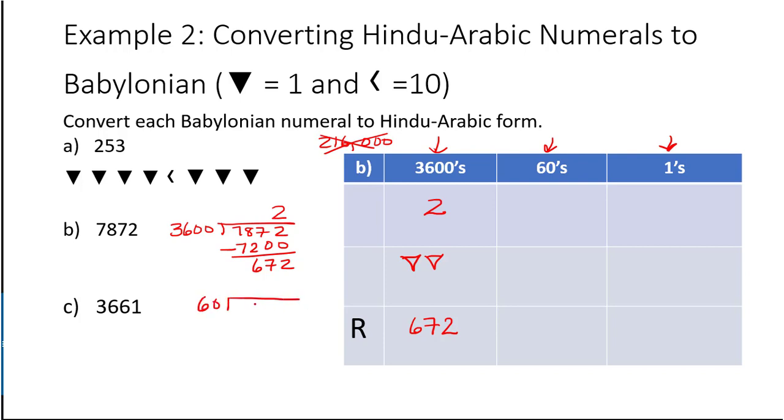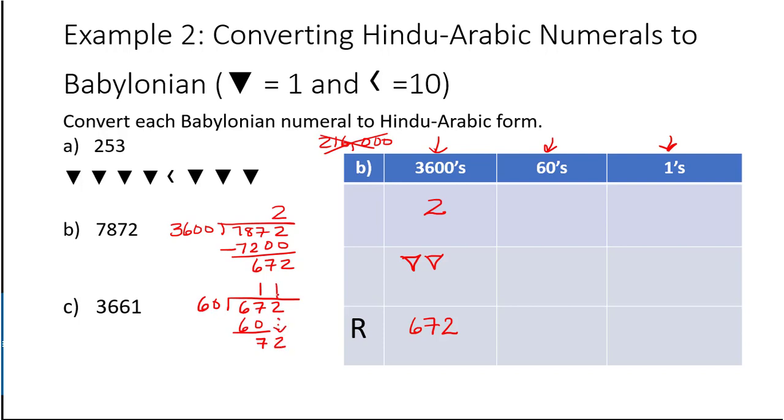So now we're going to divide 60 into 672. 60 goes into 67 once. You multiply, subtract, bring down. So we're going to have 1 times 60 is 60. Subtract is 7. Bring down the 2.